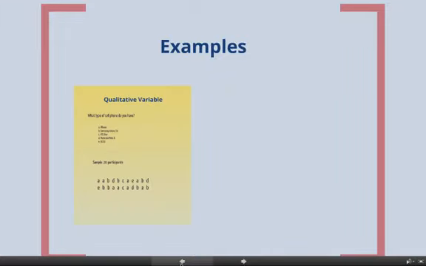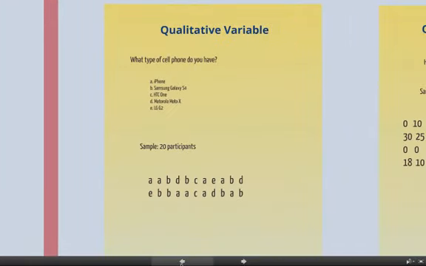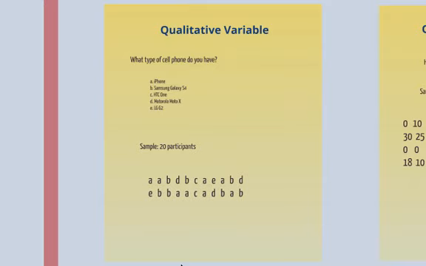Okay, so the first variable, a qualitative variable. Let's imagine that we are asking 20 participants, what type of cell phone do you use? There are 5 possible answers. A, iPhone, B, Samsung Galaxy S4, C, HTC One, D, Motorola Moto X, and E, LG G2. Okay, so the scores of the 20 participants are listed below. Remember that the letter corresponds to an actual category. So pause the video here and compute your frequency table.